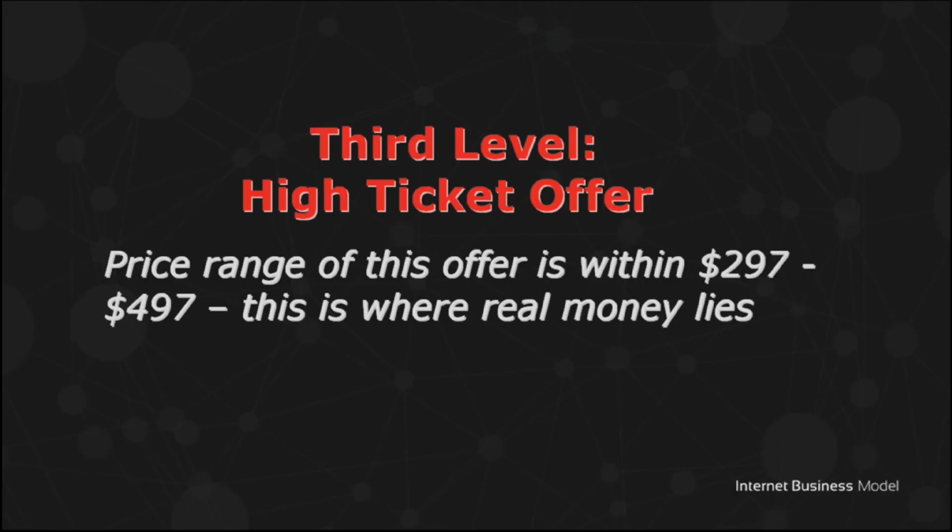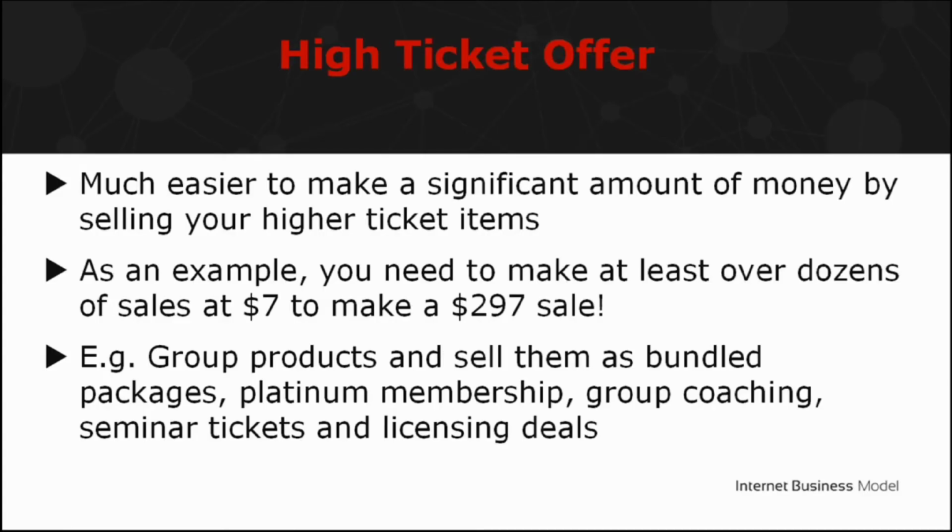The third funnel is one of our favorites, and it's called the high-ticket offer. The price range for this offer lands within $297 to $497. This is where the real money lies. It's much easier to make a significant amount of money by selling your higher ticket items. As an example, you need to make at least 42 sales at $7 to make just one $279 sale. You can group products and sell them as bundled packages, platinum membership, group coaching, seminar tickets, and licensing deals.